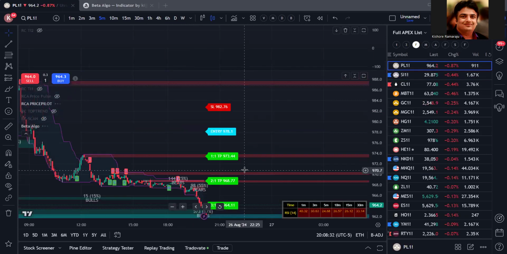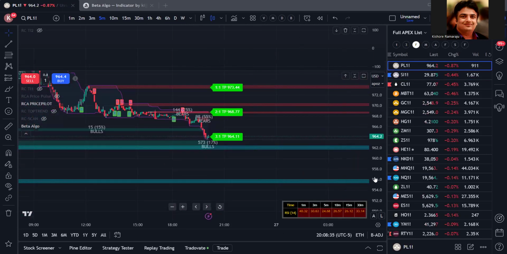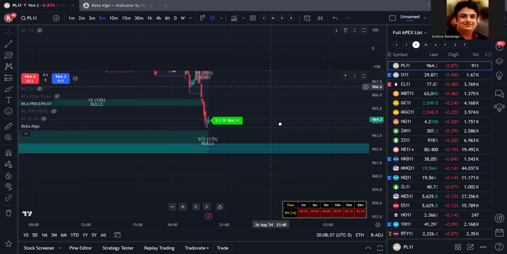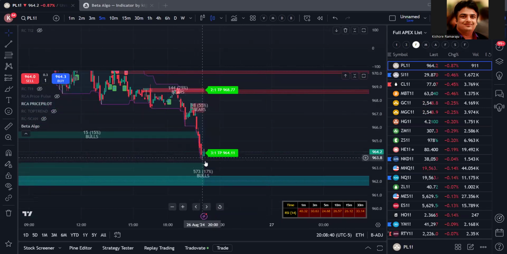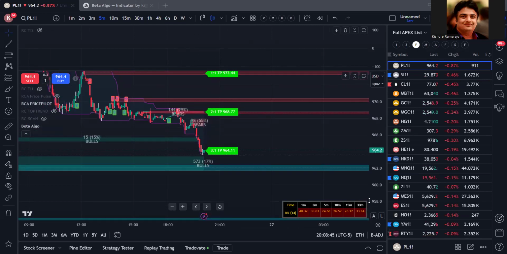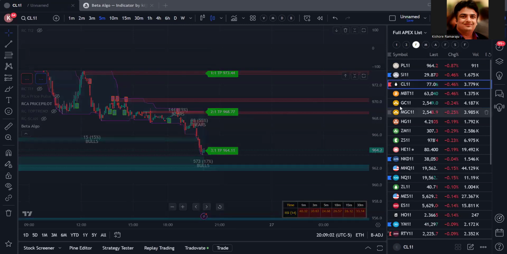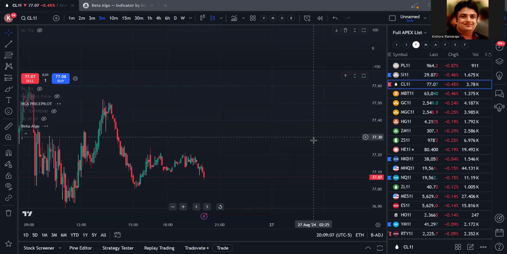Same thing, platinum also. So we are waiting for the next sell signal on platinum, silver, crude oil, Bitcoin. These are the bearish tickers.